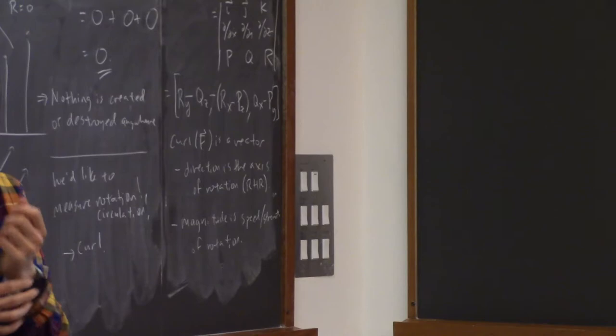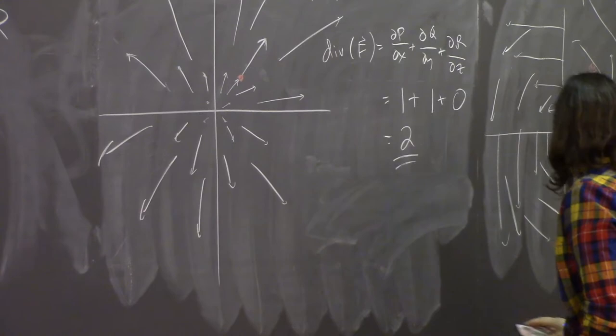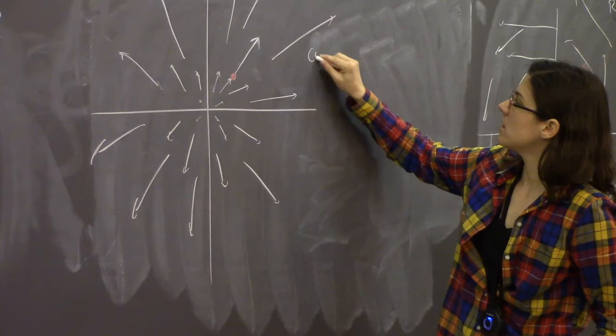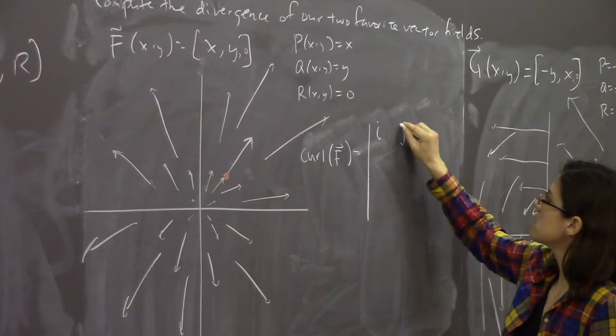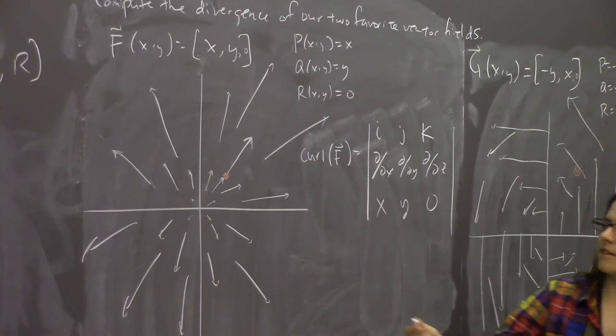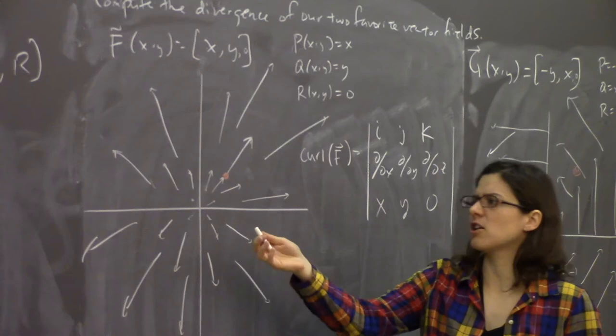Yeah. So let's test out this notion on our two favorite vector fields. So I'll erase a bit of our work here, and then we'll just compute the curl. So, in fact, perhaps I'll erase this divergence calculation. So the curl of F is, okay, I do i, j, k, partial with respect to x, partial with respect to y, partial with respect to z, and then my function is x, y, 0. And let's just do a reality check beforehand. Things don't seem to be moving too much, so we don't expect much curl, if any. If we got like a curl of 100, we'd be surprised.